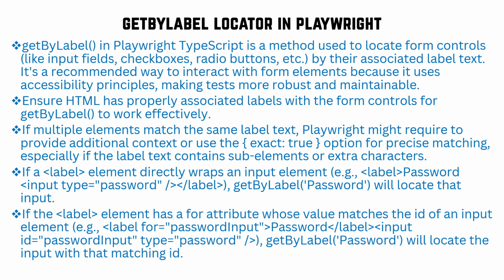Then get by label. Whenever a label attribute is there, you can use it. Get by label in Playwright TypeScript is a method used to locate form controls like input field, checkbox, radio button, etc. by their associated label text. It is the recommended way to interact with form elements because it uses accessibility principles, making tests more robust and maintainable. Ensure HTML has properly associated labels with the form controls for get by label to work. If multiple elements match the same label text, Playwright might require you to provide additional context or use the exact: true option for precise matching, especially if the label text contains sub-elements or extra elements.